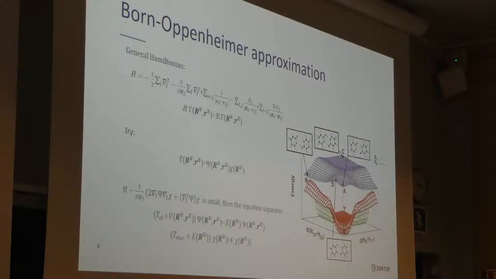So by separating the wave function into an electronic part, which depends both on the nuclear coordinates and the electron coordinates, and a nuclear part, which depends only on the nuclear coordinates, and by assuming that this term, which basically contains the dependence of the electron wave function on the nuclear coordinates, so the derivatives with respect to the nuclear coordinates, is small, then the equation separates. And you get a separate electron Schrödinger equation, which is the one that we usually look at in our computations, and a nuclear wave function, which typically will give rise to, say, vibrational spectra and that sort of stuff.